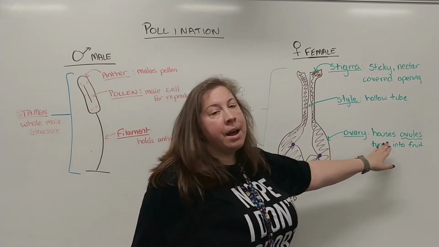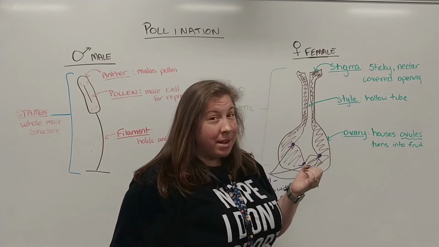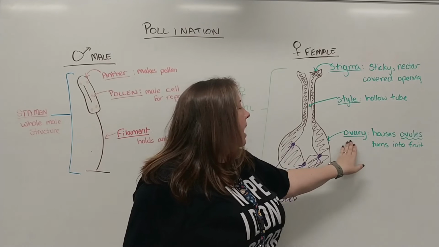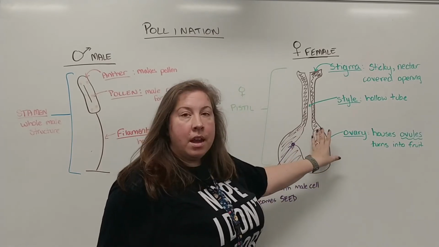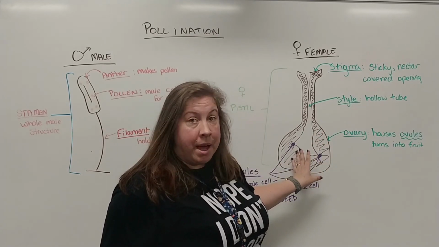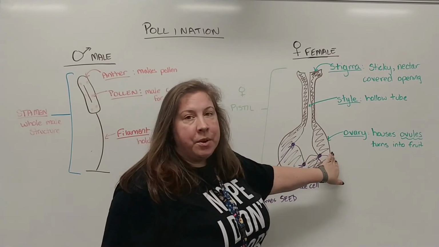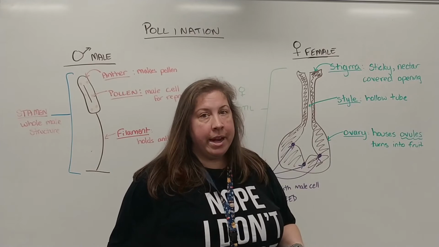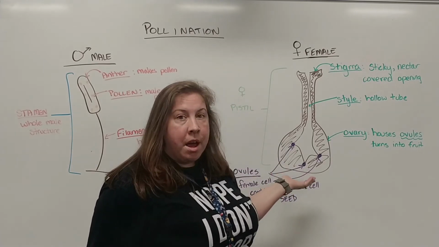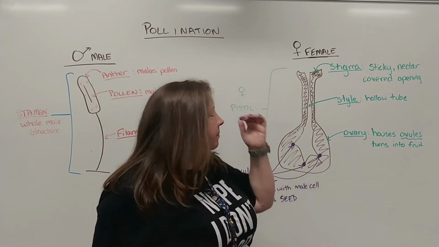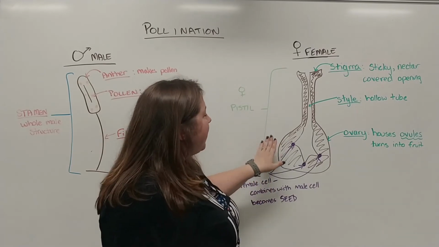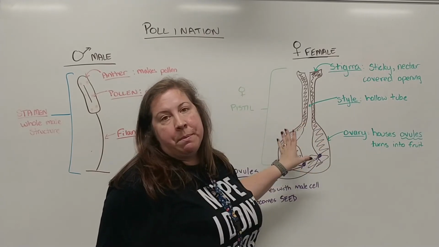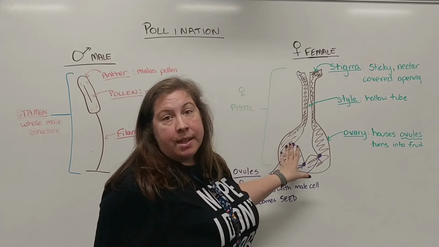The ovary houses these tiny female cells called ovules. And once the ovules and the pollen combine, the ovary is going to form a fruit. So every time you bite into an apple, you're actually biting into the ovary of a fertilized apple. Okay, so the ovary just is responsible for making and housing these ovules.